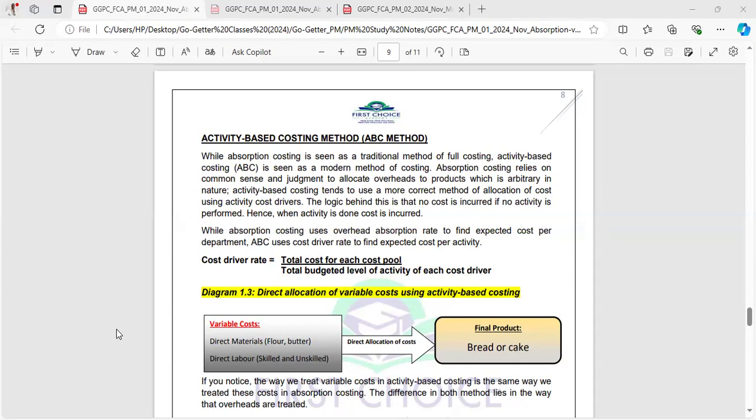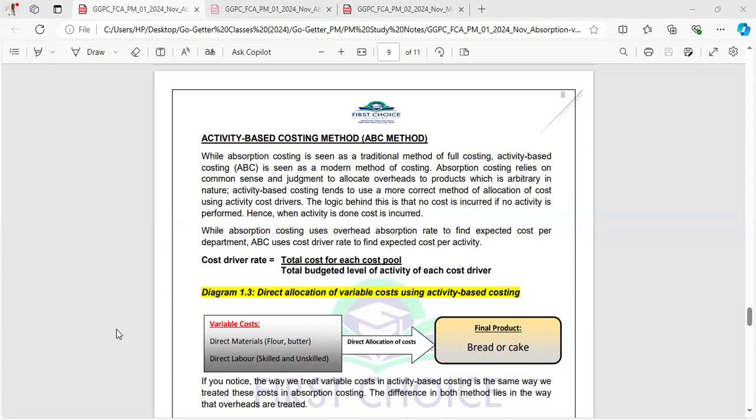Today, we are going to be looking at activity-based costing as an alternative to absorption costing. Both of them are costing methods, and the aim of each of them is to evaluate the fixed costs. Activity-based costing is a modern method of costing. Why is it a modern method? Because absorption costing is an older method and is also called the traditional method.